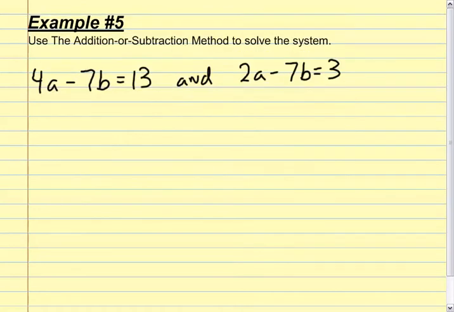Use the addition or subtraction method to solve this system. Eva, help me out with this. What would you do with this? It says 4a minus 7b equals 13, and 2a minus 7b equals 3. Put the second equation under this equation. Just take this one and put it right under. 2a minus 7b is equal to 3.